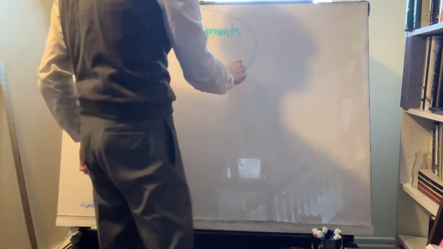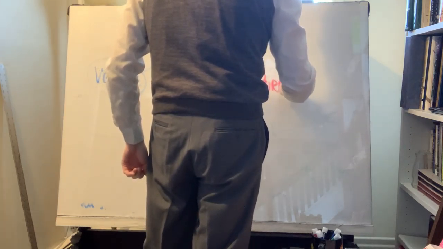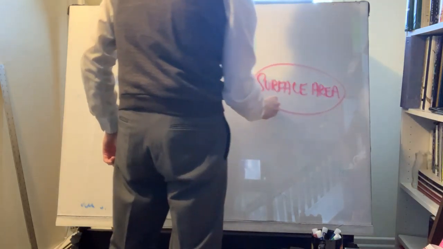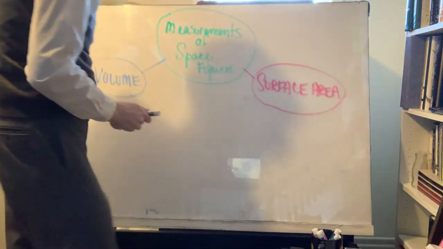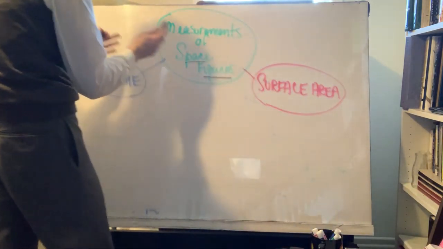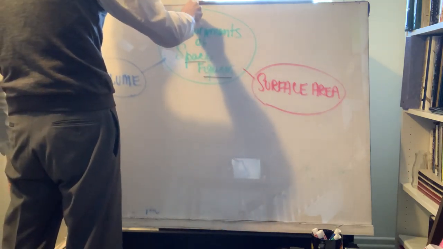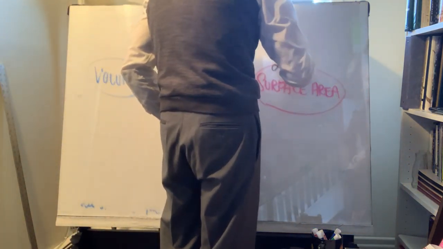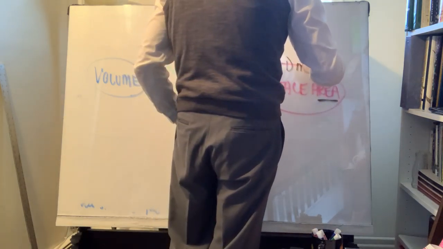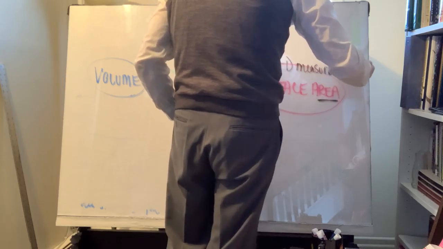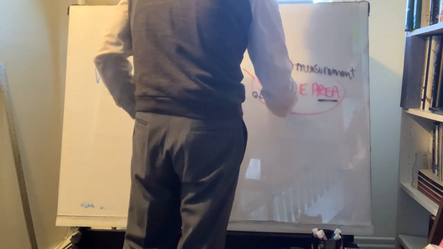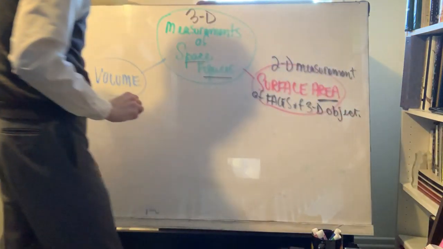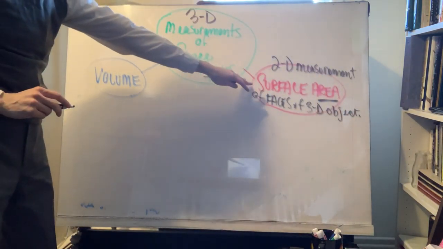And also surface area. Now, beware. We're talking about space figures. So we're discussing things that to begin with are three-dimensional. Surface area is really a two-dimensional, notice the phrase area there, a two-dimensional measurement. But it's a two-dimensional measurement of the faces of a 3D object. That's a mouthful, right? It's not taking into consideration the volume.